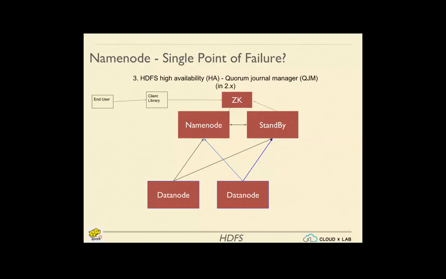All right, now clients and everybody will refer to this notice board, a central location, to find out who is the current name node. The client library goes to Zookeeper just to find out who the current name node is, and then talks directly to them. The first call goes to Zookeeper, the second call goes to the name node.